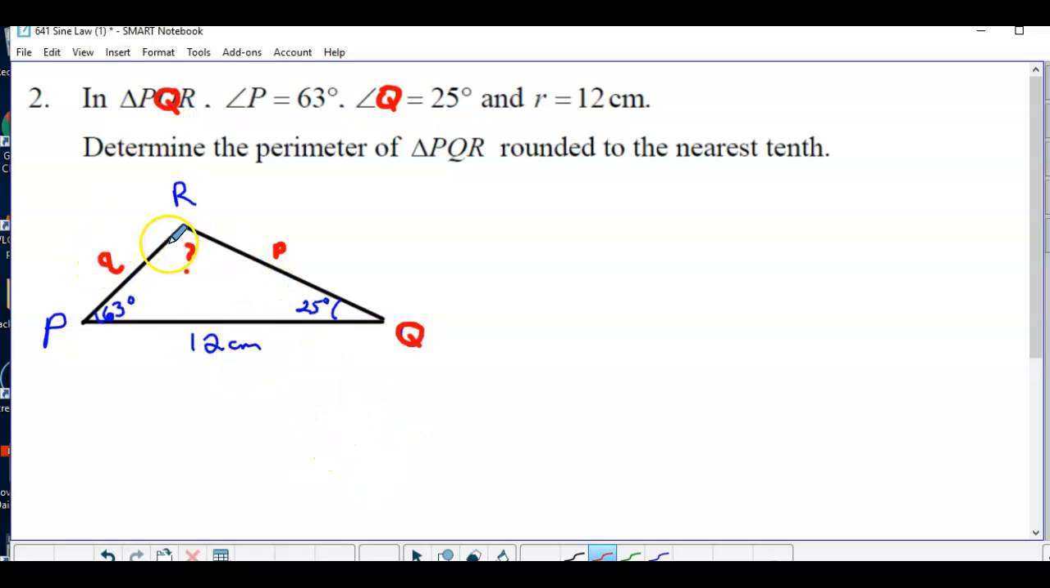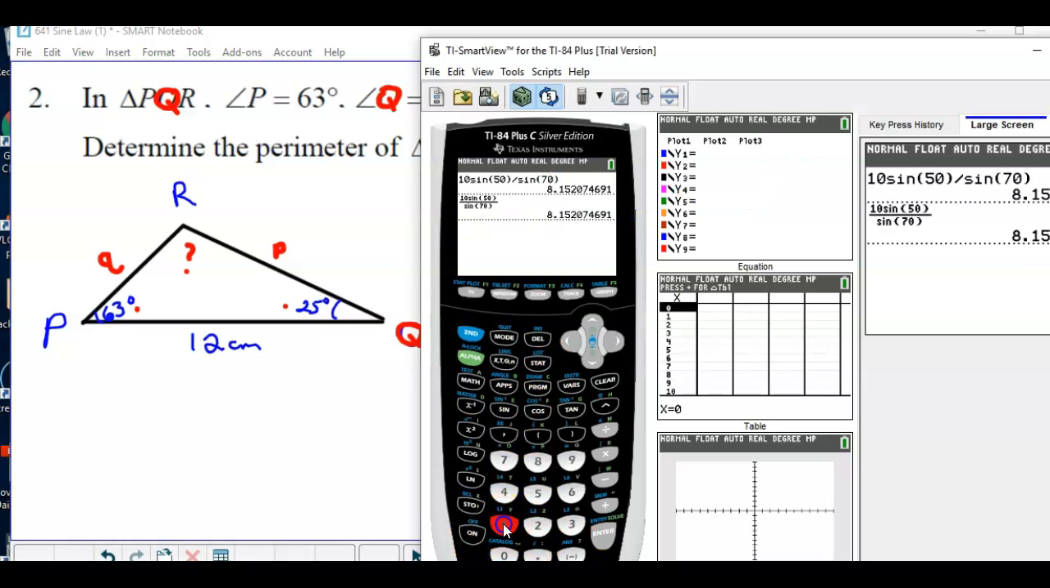In any case, we don't know this angle, so we can't use the sine law yet. So take a look at your triangle. Is there a way of getting that angle? Well, we are given two of the angles in a triangle, so that means we can calculate R just by subtracting from 180. So I'm going to do that first. R equals 180 minus 25 minus 63. Okay, so 180 minus 25 minus 63 is 92.